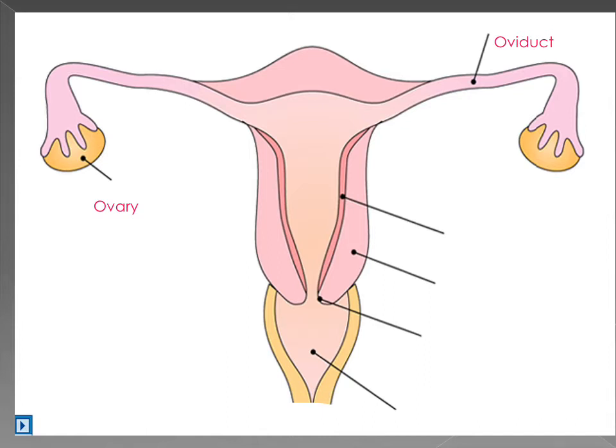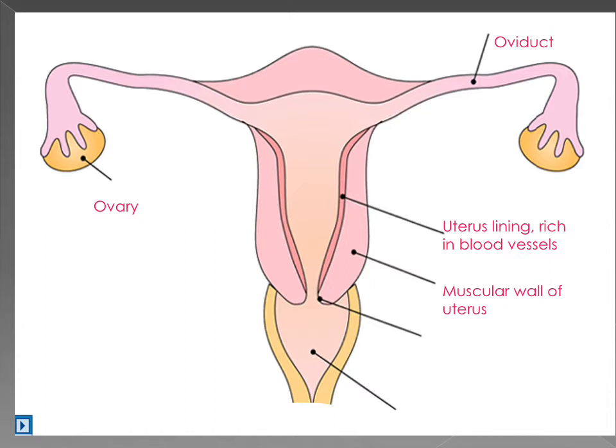It is the biggest part in the reproductive system, and it has a lining. Remember, it is lined. This is called the uterus lining. It is rich in blood vessels, and the muscular wall is a layer beneath that layer.